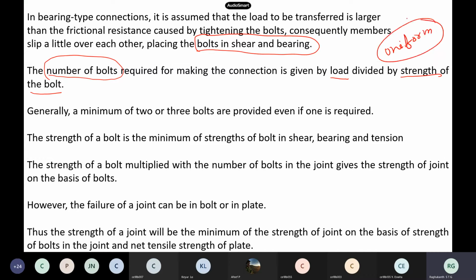Okay, so we assume that the load carrying capacities of all the bolts is the same. So the total load, if it is P, say, and if the number of bolts is N, each bolt will carry P by N load itself. And this also I told you already.